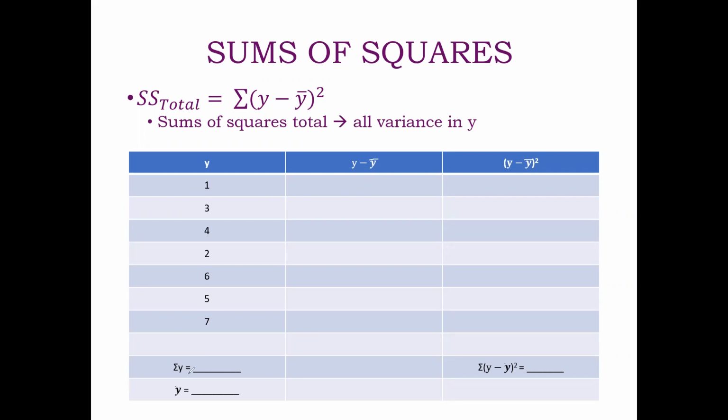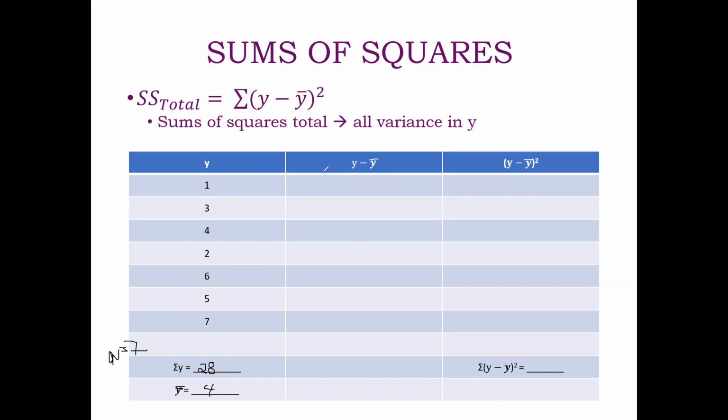First we have to calculate the sum of y, which is 1 plus 3 is 4, 8, 10, 16, 21, 28. Okay, this is the mean of y. So n equals 7, right? 1, 2, 3, 4, 5, 6, 7. So 28 divided by 7 is 4, right?